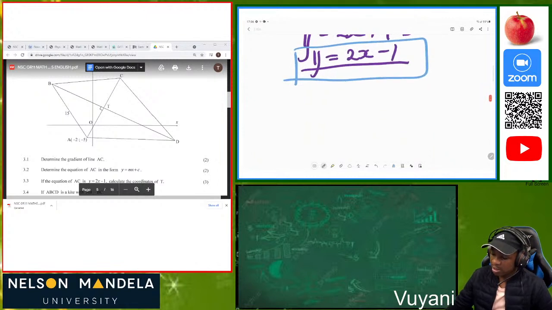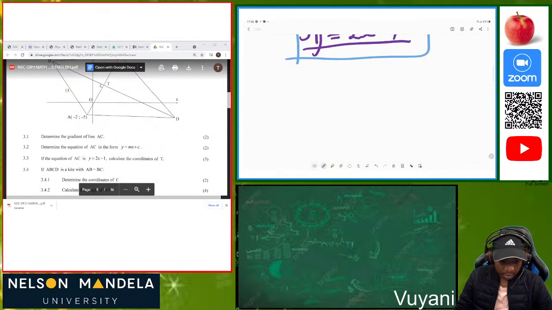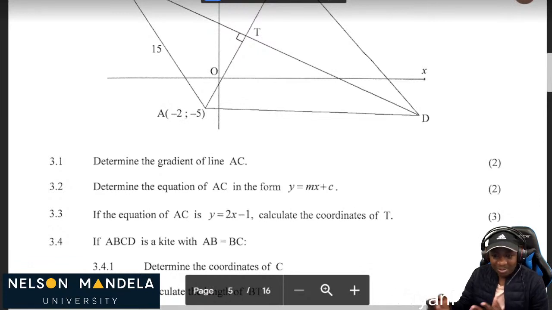Y equal to 2x minus 1. Now, let's move forward to 3.3. Let's move to our question 3.3. If the equation of the line AC is y equal to 2x minus 1, they are verifying that our answer is right.